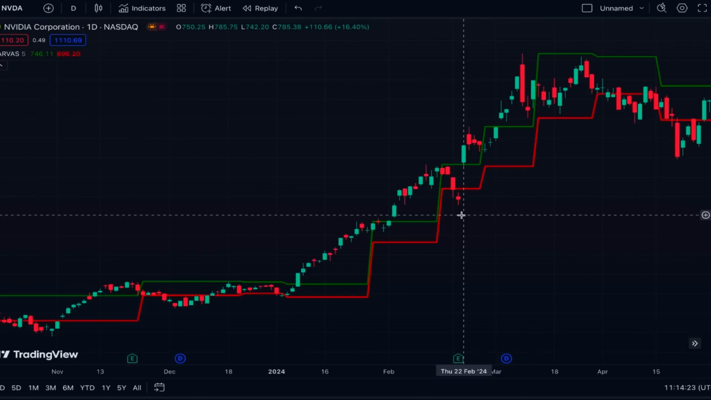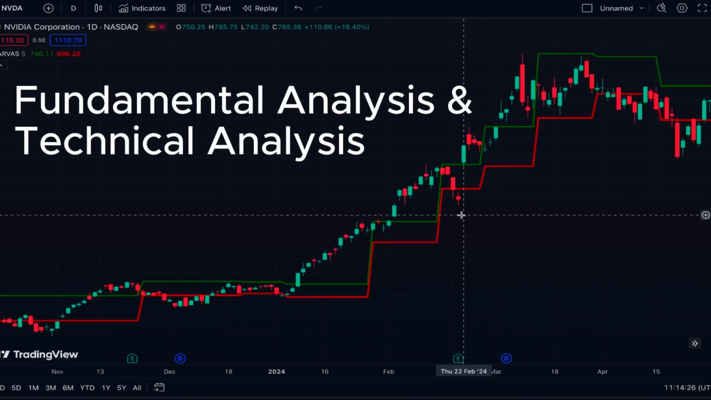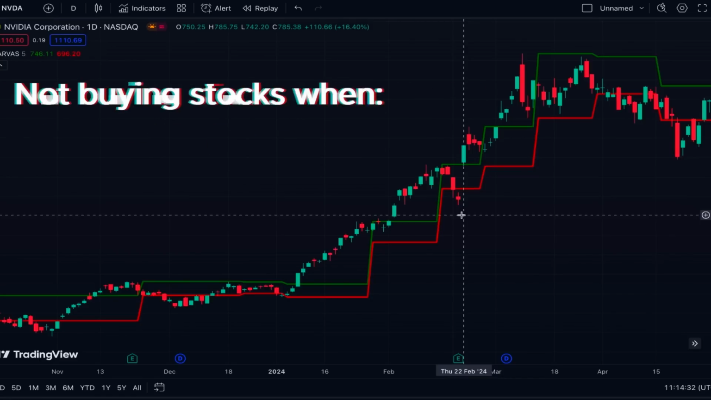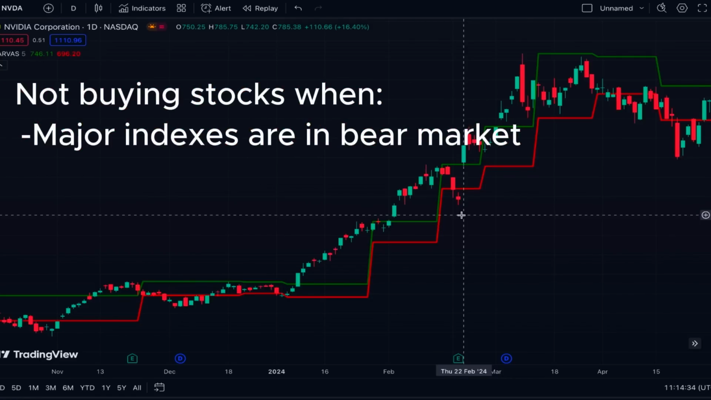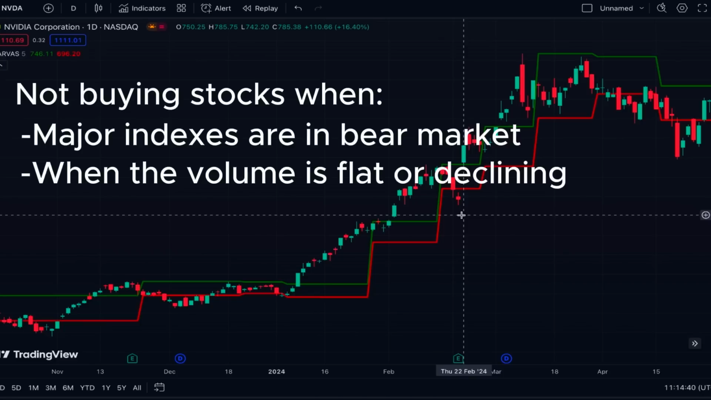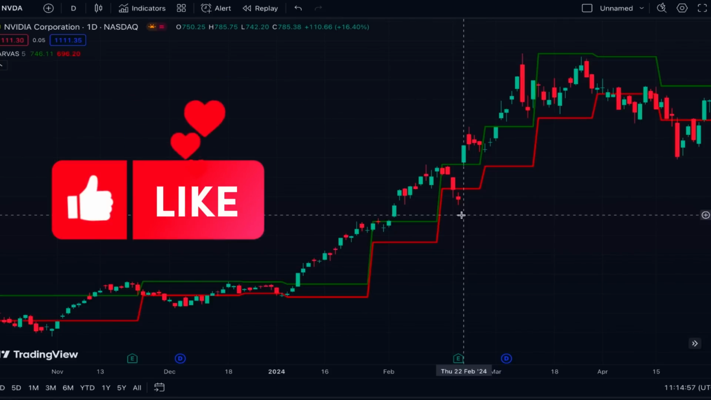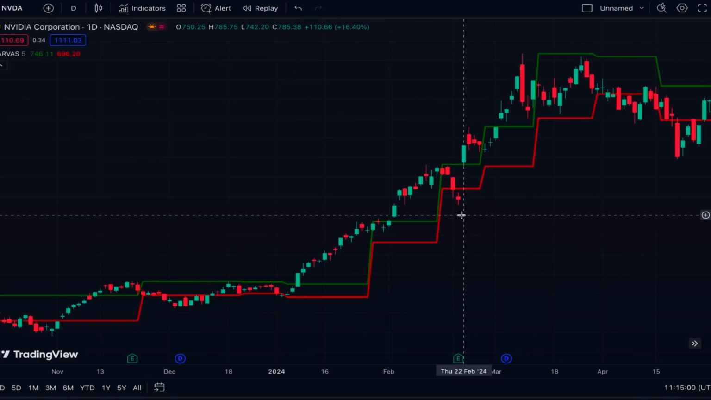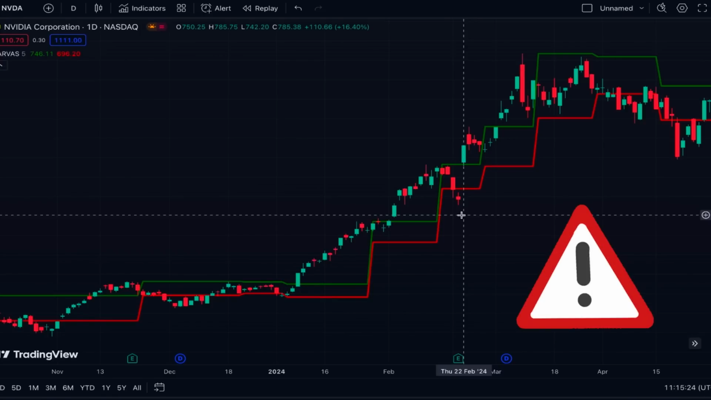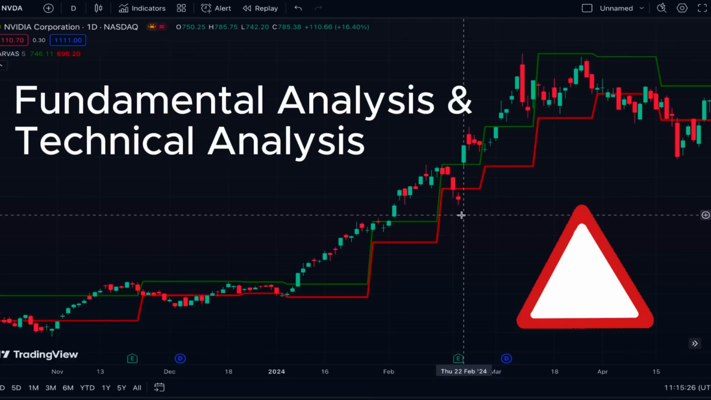He actually used a mix of fundamental analysis and technical analysis in his trading strategy. He recommended not buying stocks when the major indices are in a bear market or when the volume is flat or declining. He also checked whether the stock was in a strong sector with increasing volume and rising earnings. By checking all the fundamental factors and also using technical analysis, he picked the stocks that were trending, and then with the help of this Darvas Box method, he identified precise entry and exit points. So you must pay attention that this trading strategy is a combination of technical analysis and fundamental analysis, and he only took positions in stocks that were technically and fundamentally strong.